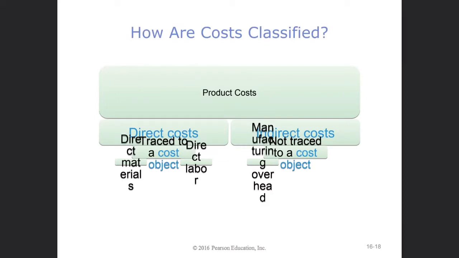So when we go back to the car example, the person that is actually assembling the car would be direct labor. Their wages, their salaries would be within that direct labor because they are directly assembling the car. It can be directly traced to the car. The direct materials would be any materials that are directly used for that car. So the tires, the doors, the windows, those are all direct cost. Indirect costs are costs that are not easily traceable. So when you think of manufacturing overhead, that is an indirect cost.